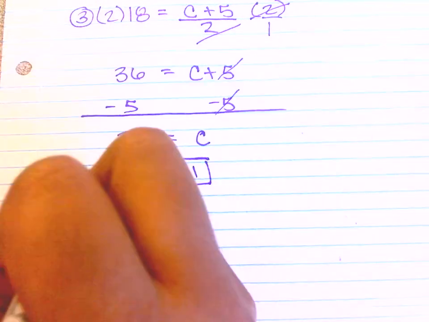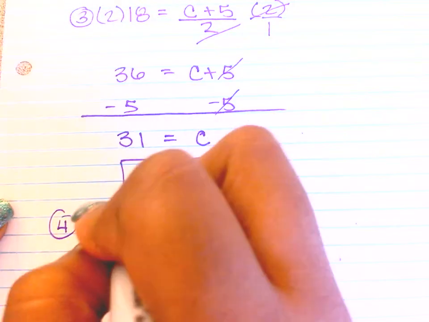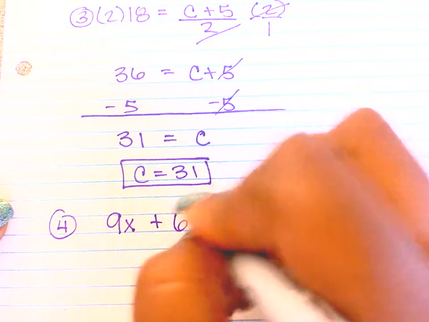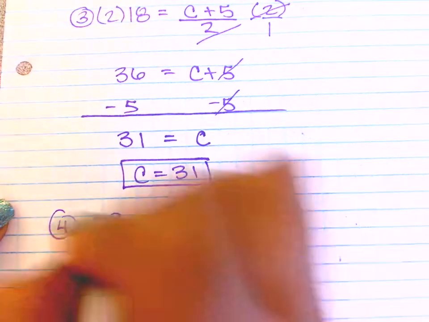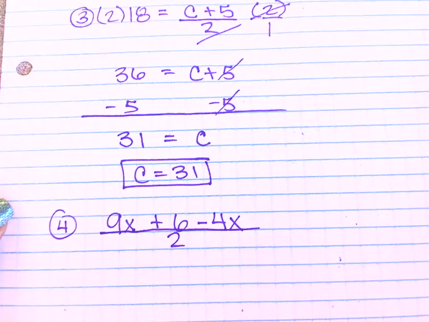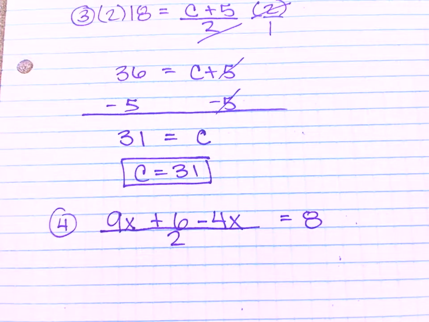Number 4, I have 9x plus 6 minus 4x all over 2 equals 8. Don't let these problems scare you. They're not bad. Just have to remember the steps.